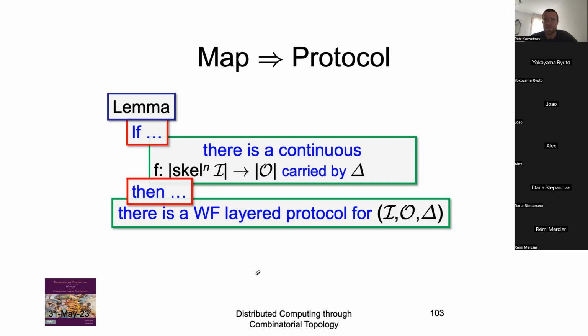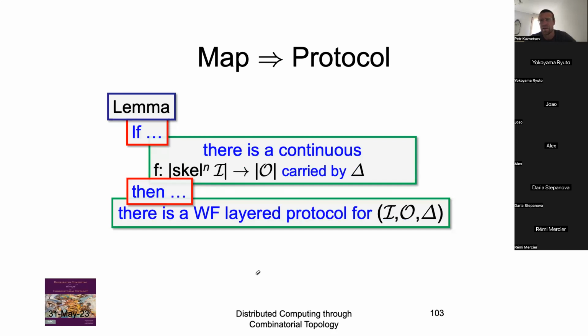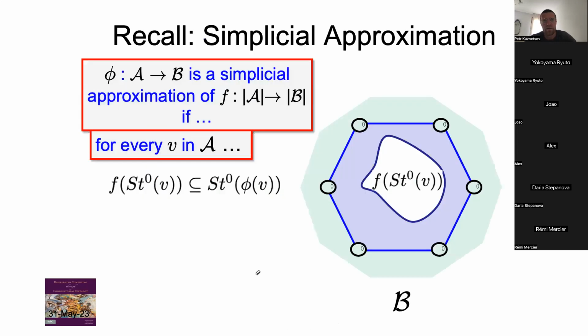We start from the hard direction. If we have a continuous map, how do we get a protocol? There is a continuous map carried by delta. There is a wait-free protocol for it. Well, wait-free is confusing here because I did define it, but it's not relevant. There is a layered colorless protocol for this.